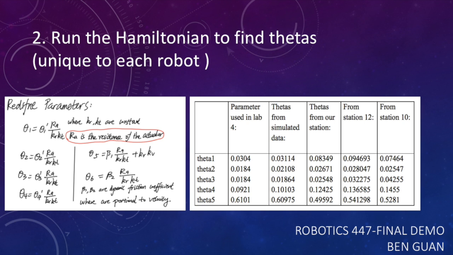As I said, thetas obtained from different stations depend on the physical characteristics of the robot, because the inertia and friction of each link in each robot is slightly different, and it will eventually determine how much energy is distributed to each joint.